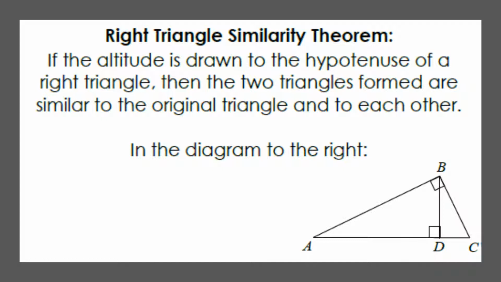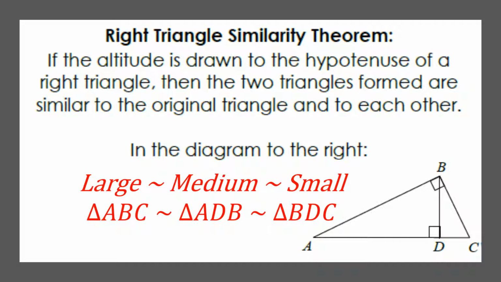So in the diagram that's to the right of yours and kind of here down to the lower right of mine, if I looked at the similarity statement, it would say that I was comparing large to medium to small. So I'm comparing this outer triangle to the medium one and the small one that make it up. So in other words, triangle ABC is similar to triangle ADB is similar to triangle BDC. I have to go in the same order.